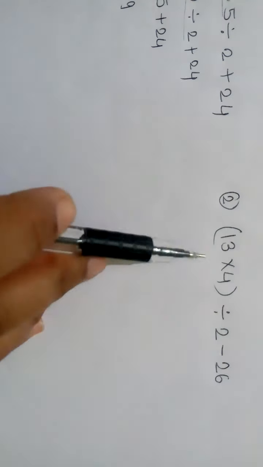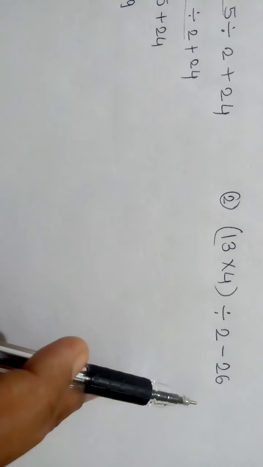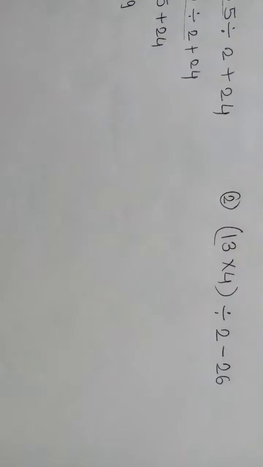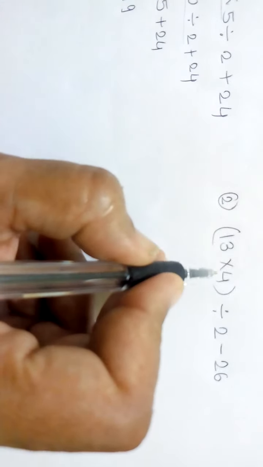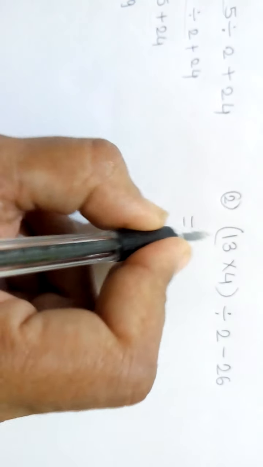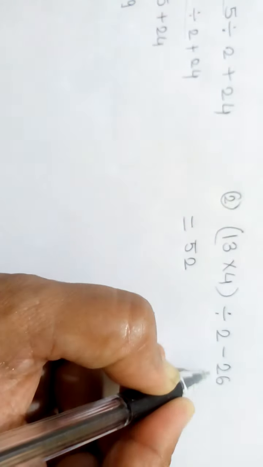Now here the second example, that is 13 multiplied by 4, it is in bracket, divided by 2 minus 26. So here we have to solve the bracket first. In the bracket, which operation is there? 13 into 4. First we will do that operation. Give the equal to sign here. 13 4s are 52. Now the remaining expression as it is we will write, divided by 2 minus 26.